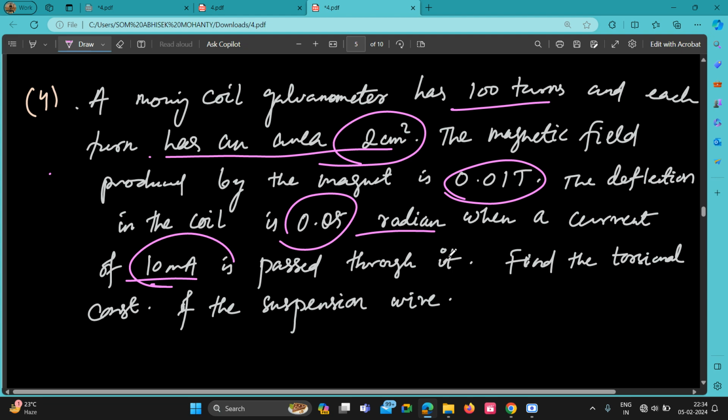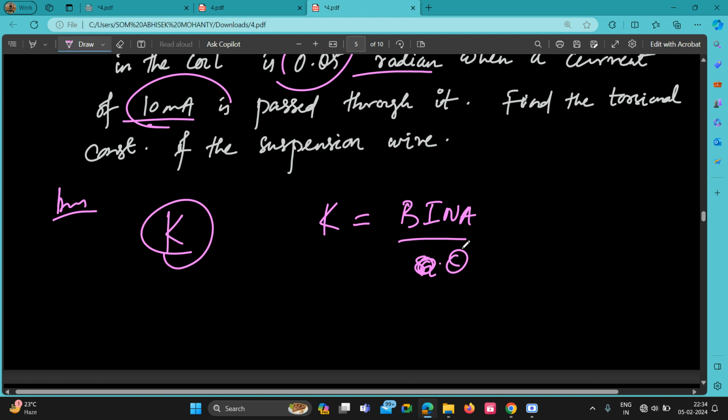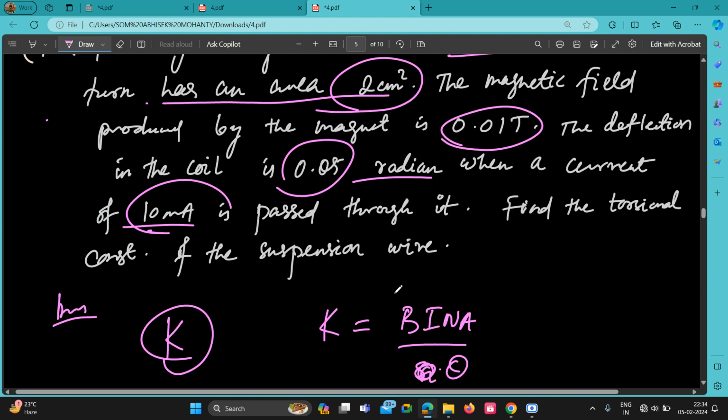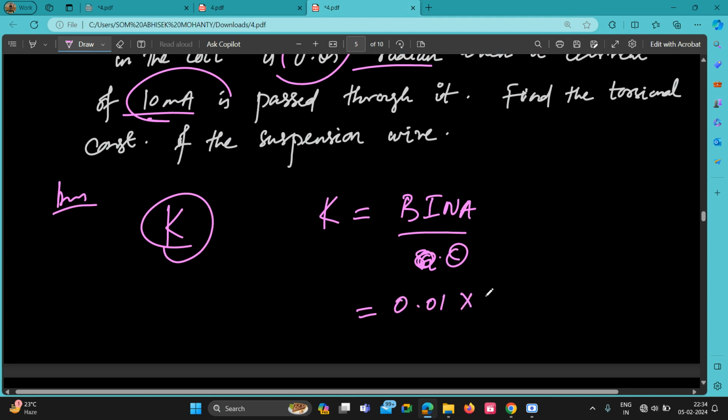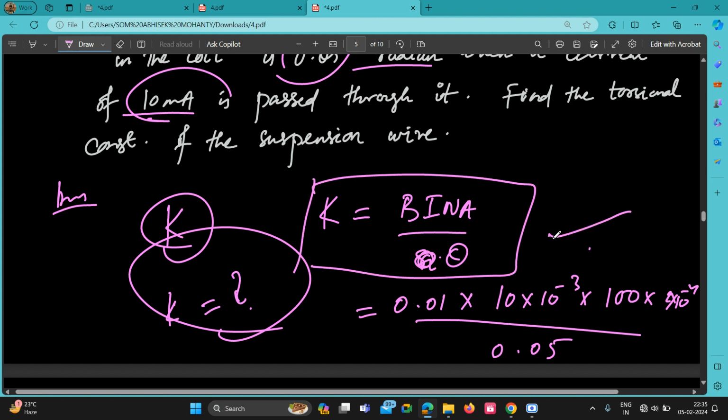Okay. So the formula for it, torsional constant you are asked. That means K. K is the torsional constant. Okay. K formula is how much? NIAB by theta. Okay. So we have everything here. 0.01 Tesla, current is there, how much? 10 milliampere, turns 100. Area is there, 2 centimeter square, 2 into 10 to the minus 4 meters square. Divided by theta, which is 0.05 radian. So everything is there. You just have to get the value. So it's just a formula based question, but you need to remember the formula for that. Okay.